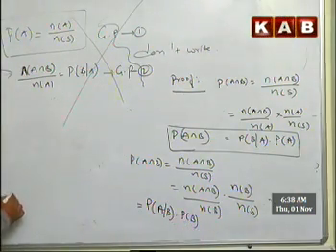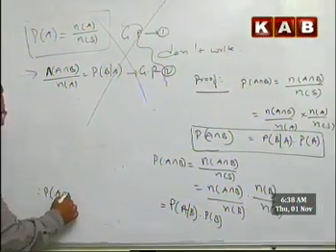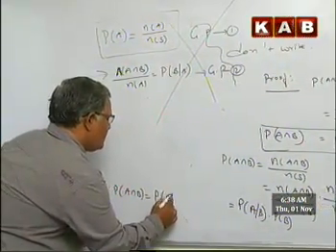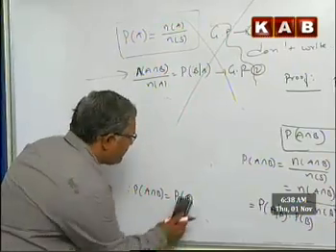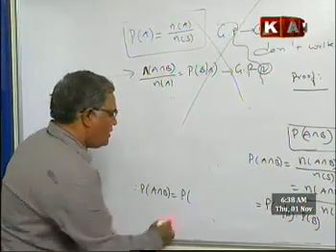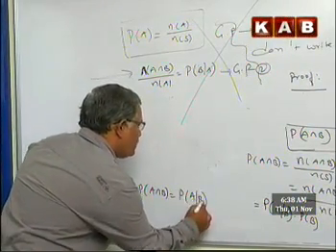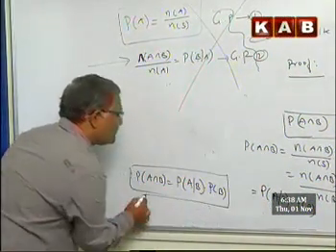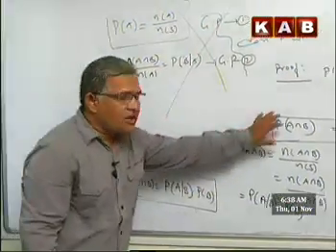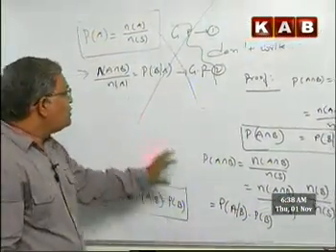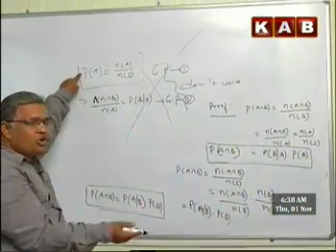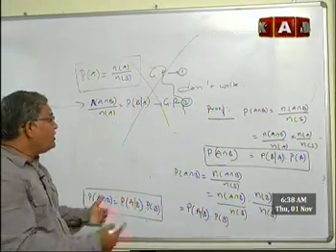Therefore, we have here probability of A intersection B is equal to probability of A given B into probability of B. So, this is the part here. This concludes this particular theorem. Now, in this particular question, the thing which I am telling you now is not asked, but it will be useful.